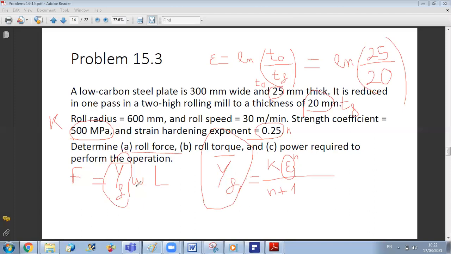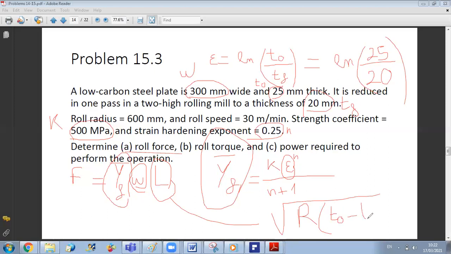Now, for omega, it is given. It's the width of the plate, 300 millimeter. Now, to calculate the contact length, we have a formula: the contact length is the square root of the radius times T0 minus T final. Here I can keep all dimensions in millimeter. Then omega times L has unit millimeter square.